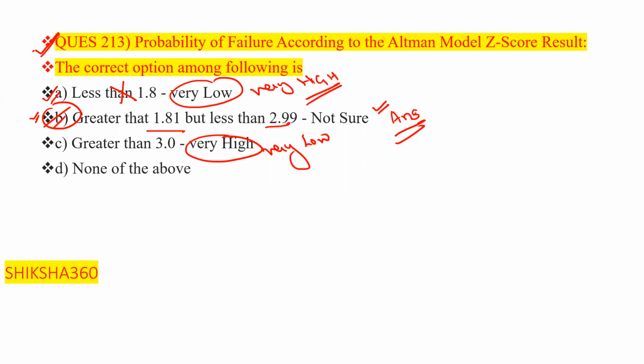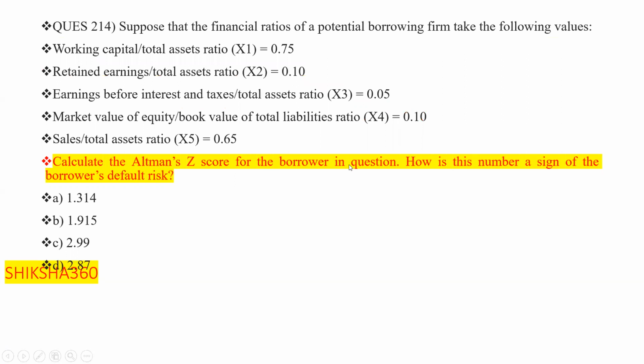That's why I'm saying that while answering the question, please go through the question carefully. Now move to the next question. Please go through the question very carefully. Very easy, straightforward 1 mark question. Calculate the ALTMAN Z score, clear, very easy question.